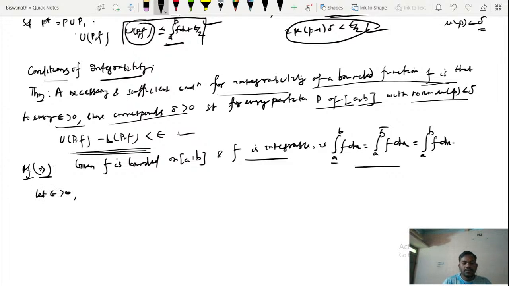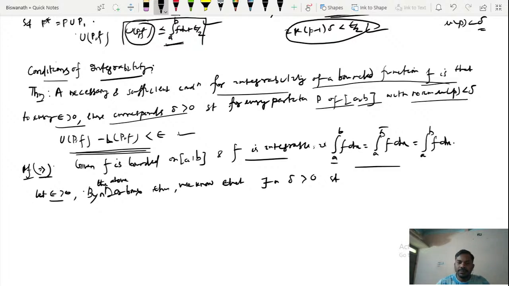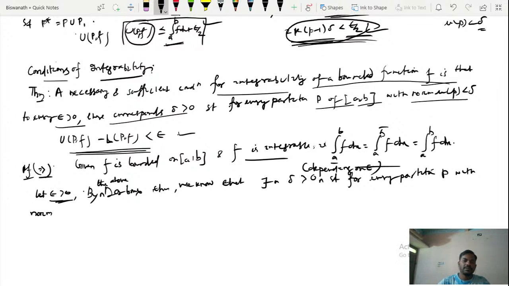Now let epsilon be greater than 0. By the previous Darboux theorem we know that there exists a delta greater than 0 such that for every partition P with norm mu P less than delta. Here delta depends upon epsilon. Whatever epsilon you are taking, delta depends upon that, because we already chose a condition like this: 2k(p minus 1) delta is less than epsilon. So delta depends upon epsilon.